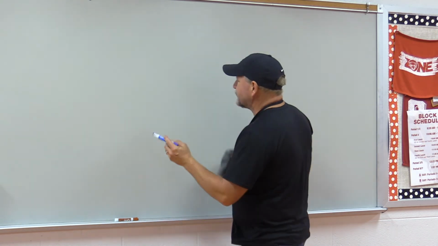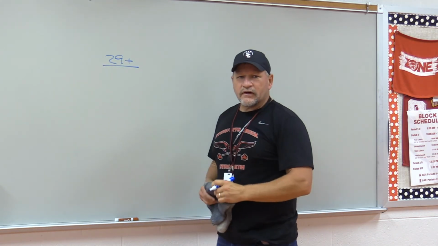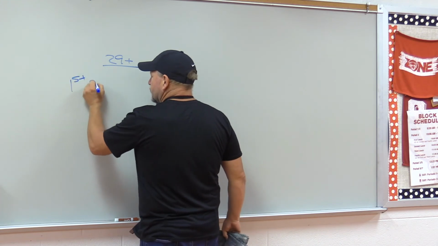All right, so check this out. ACT, 29 and above on the math. This one's going to be pretty simple and pretty straightforward. You take the first 20.